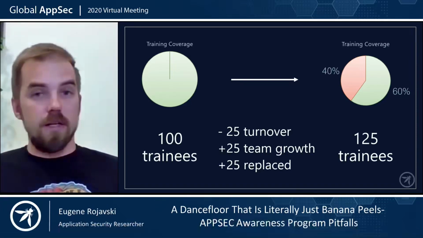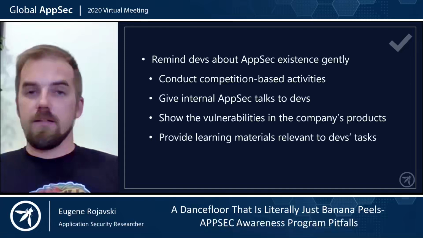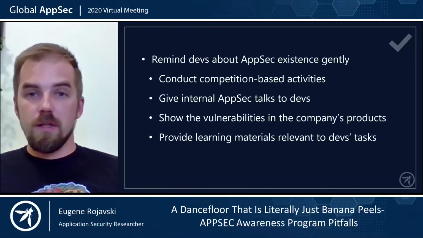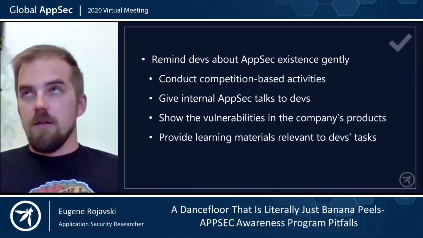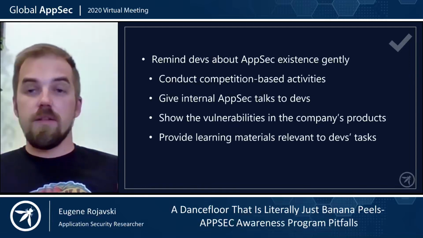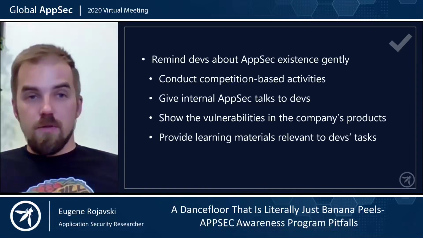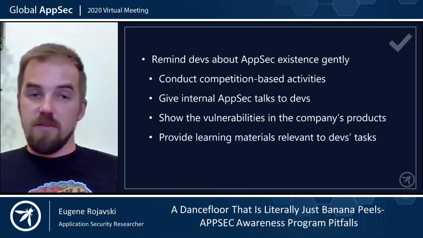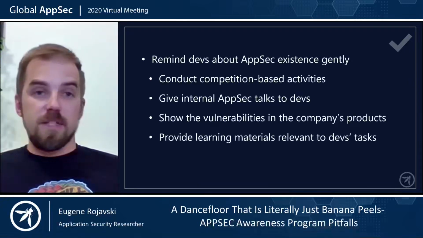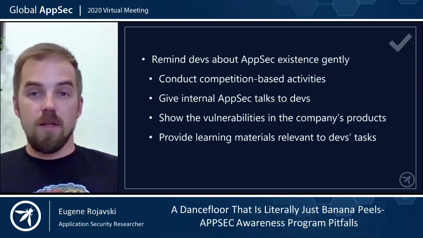So instead of going yearly, you need to remind developers about AppSec's existence gently and continuously. You can do it, as I've mentioned, by organizing CTFs and other, let's say, code reviews, something that is challenging, interesting, and has competition in it. Other than that, you can give internal AppSec talks to developers. For example, you can participate in the internal meetups, guild meetings, whatever you have in the company.